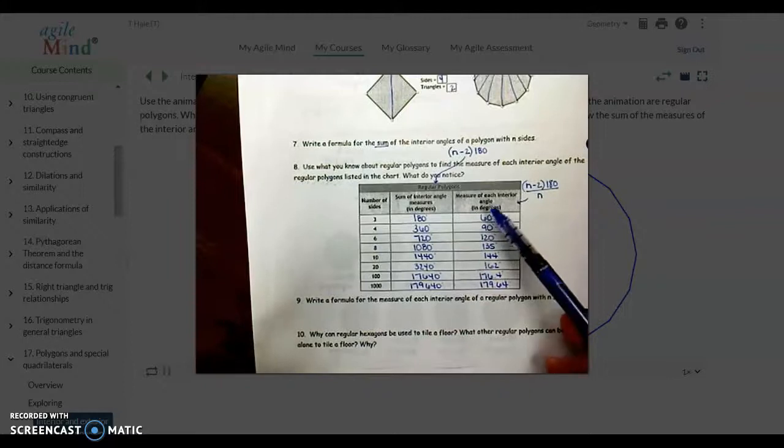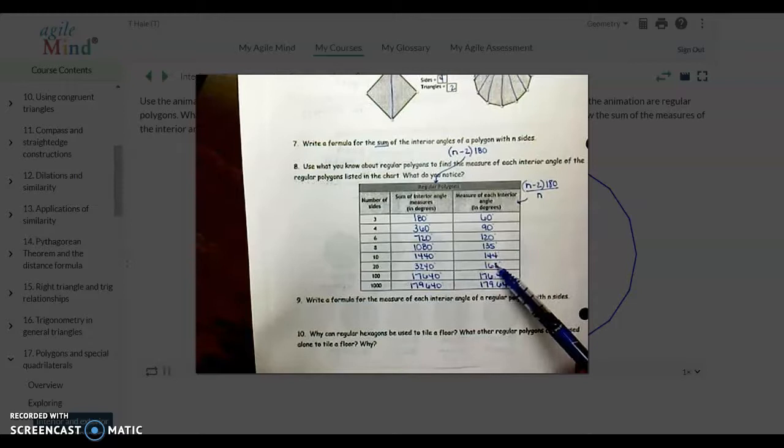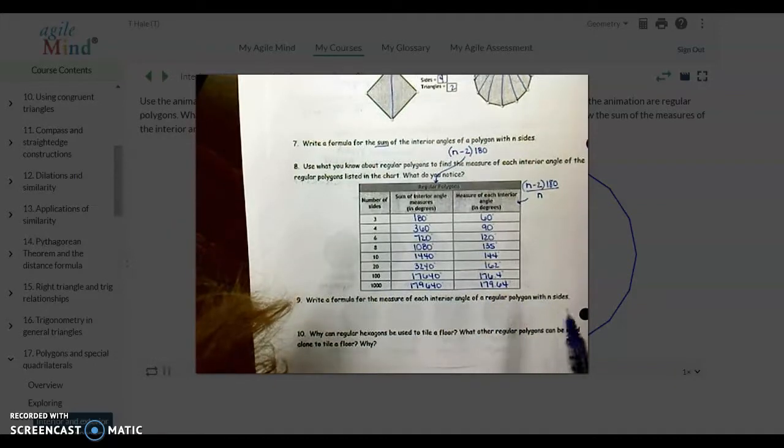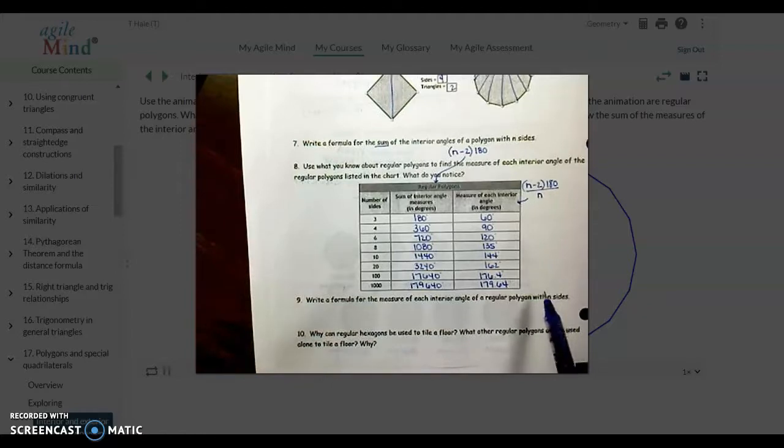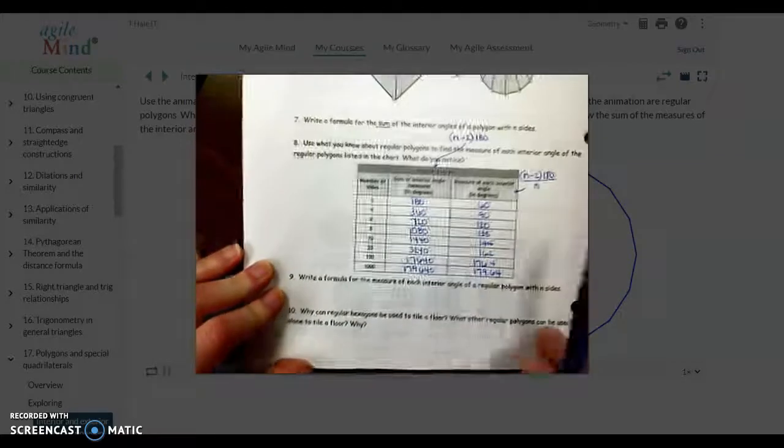So I want you to see that this measure of each interior angle is getting larger and larger. It's approaching 180 degrees, which is a straight angle, but it will never get to 180 degrees because then it wouldn't be an angle formed by 2 vertices in a polygon. It would have all 3 vertices in a row, so that wouldn't make sense. So we're going to get really, really close to 180 the bigger we make this number, but we would never actually reach 180 degrees.